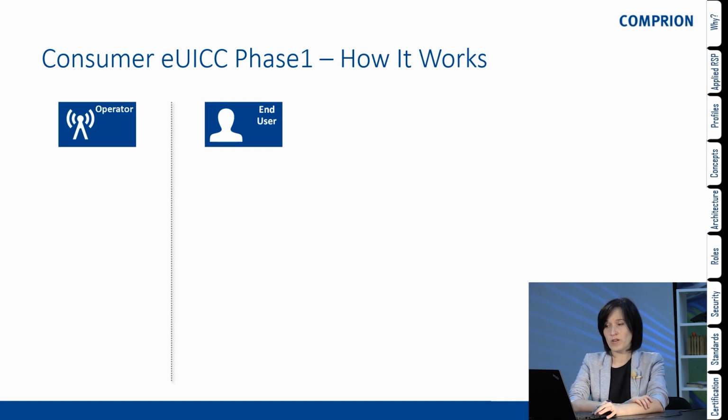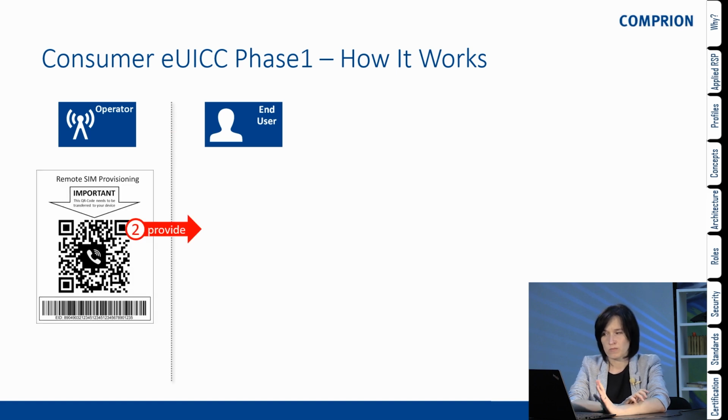Okay, we have the operator and the end user. First step is that the end user registers with the operator, so still you have to register. So who you are, you give some personal data. And then the operator gives you some activation code. It can be a QR code or whatever, some manual data to type in. And this is provided to the end user.